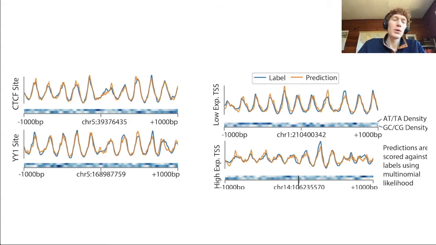Here are 4 example regions from held-out test chromosomes. And you can see that we're achieving pretty good predictive accuracy for the true nucleosome density signal. The median Pearson correlation on these 2,000 base pair bins for held-out test chromosomes is 0.82.